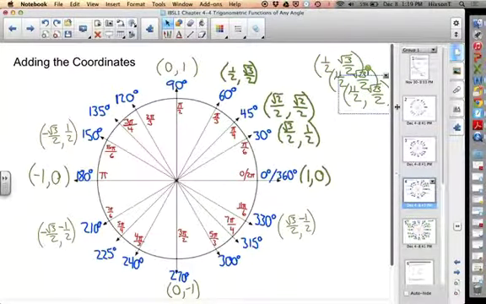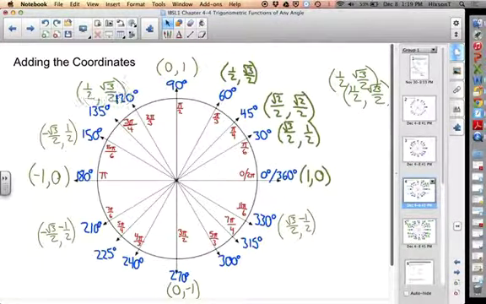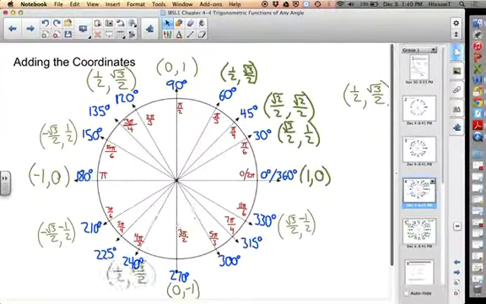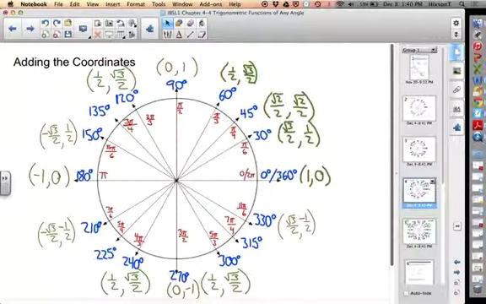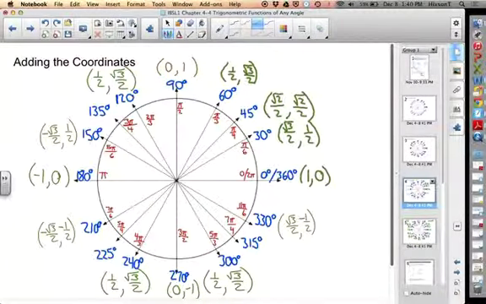And doesn't it just follow the same rules for all of them? So if I'm looking at the pi over 3, it's got this point, 1/2, root 3 over 2, and you're going to see that 1/2 and the root 3 over 2 on all those points. The difference will be, though, in the fourth quadrant our y coordinate's negative, in the third quadrant both coordinates are negative, and in the second quadrant the x coordinate's negative.